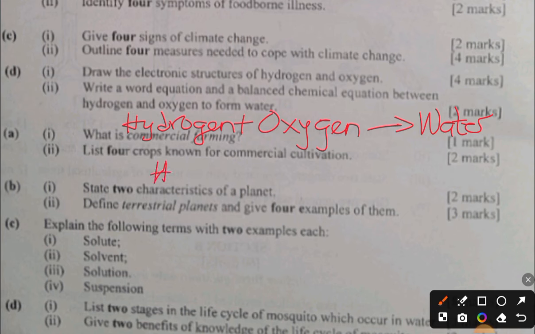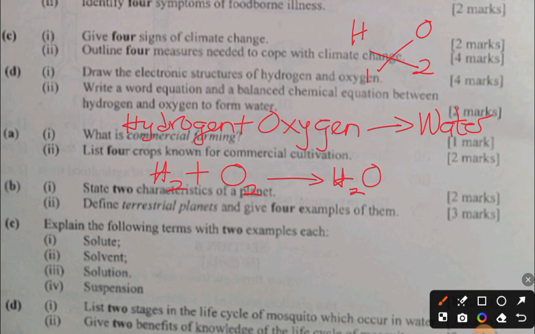Now the balanced equation, hydrogen is a molecule, so H2 plus O2. Then in order to write the product, you need to exchange the valency. So H and then O. Hydrogen has a valency of 1, oxygen has a valency of 2. So when you exchange the valencies, you have H going for the 2, then O going for the 1.